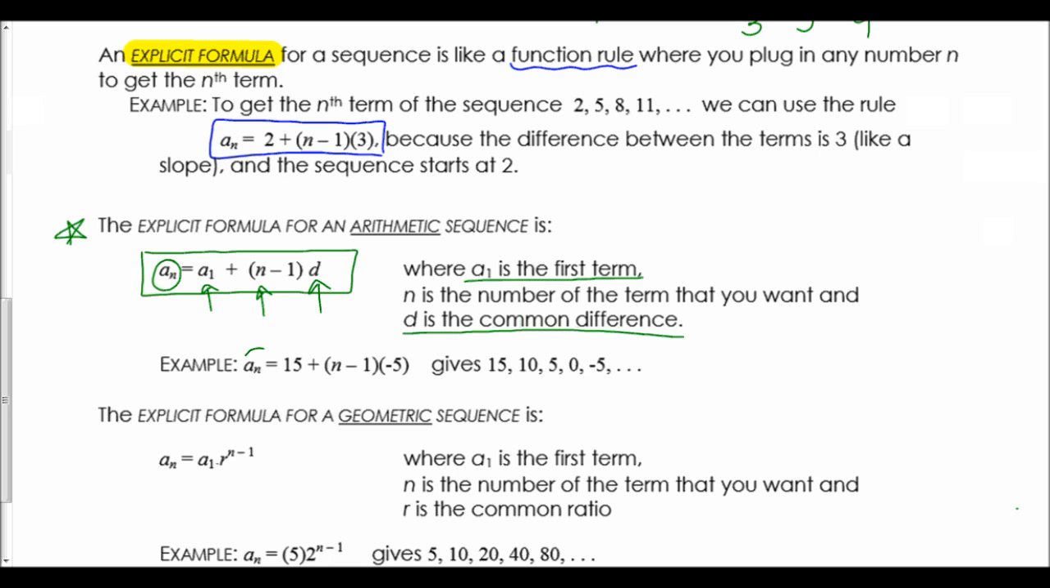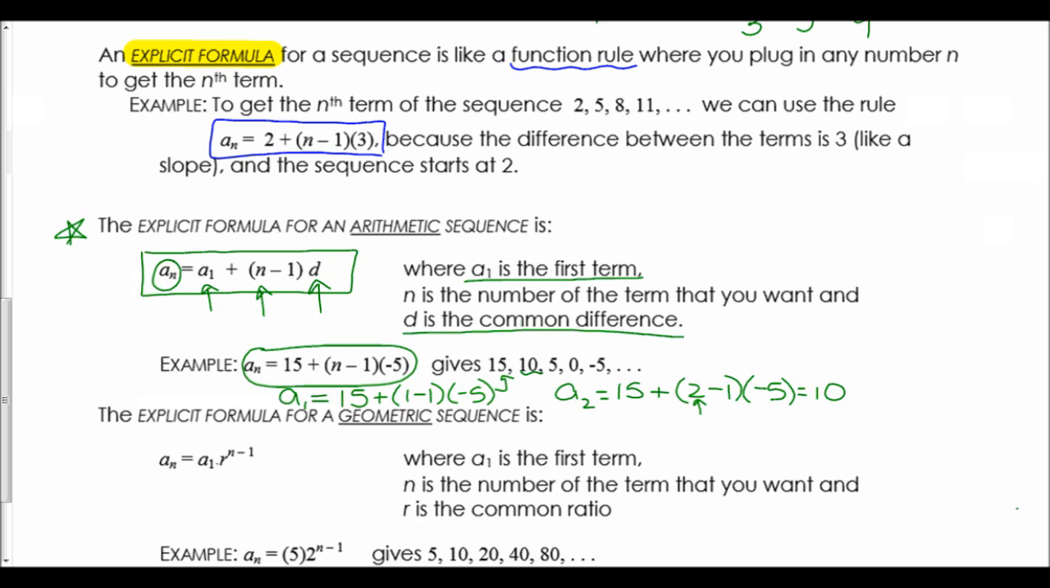So here's an example of an explicit formula for an arithmetic sequence. If we plugged in n equals 1, a sub 1 is 15 plus 1 minus 1 times negative 5, which equals 15. If we plugged in a 2, a sub 2 would be 15 plus 2 minus 1 times negative 5, because we now plug in a 2 for n instead of a 1, and that would equal 10, which is the second term in our sequence.